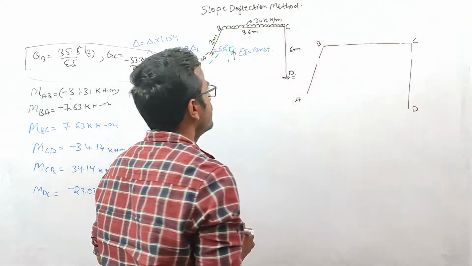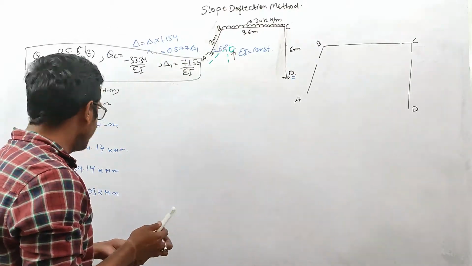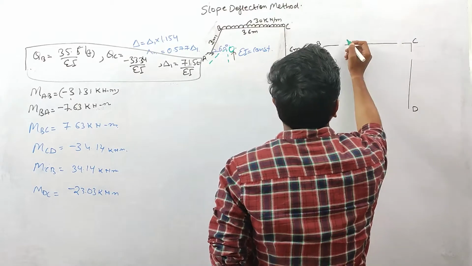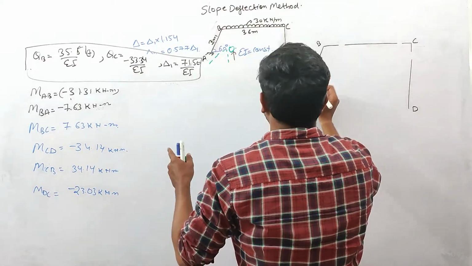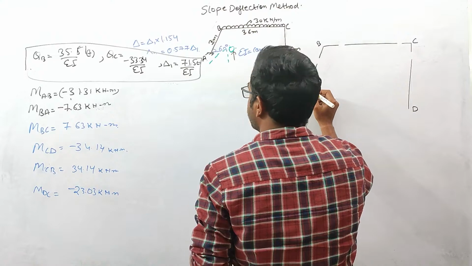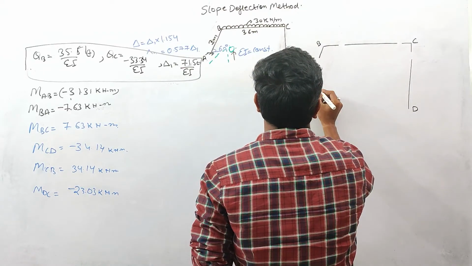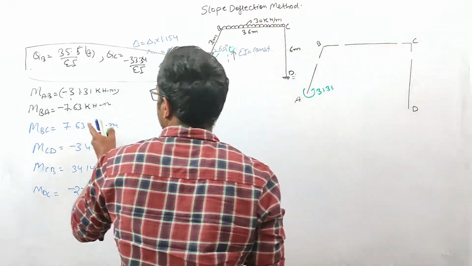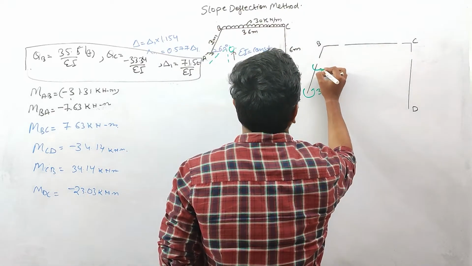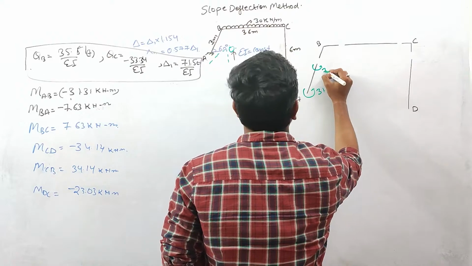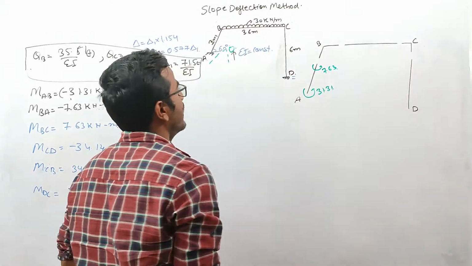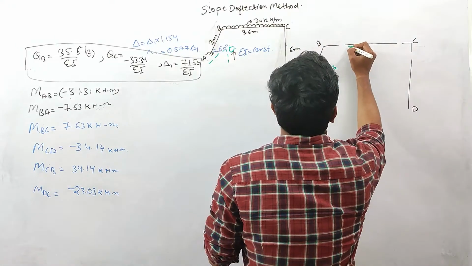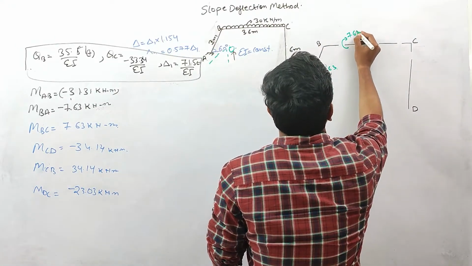Now let us draw the end moments first. At this point, what is the value of MAB? MAB is minus 31.31, so it is anti-clockwise. What is the value of MBA? MBA is again anti-clockwise, negative sign, so this is 7.63. Now what is the value of MBC? MBC is 7.63 in clockwise direction.